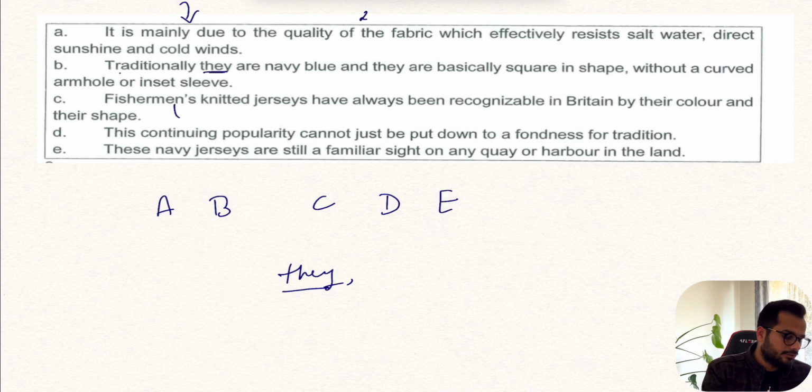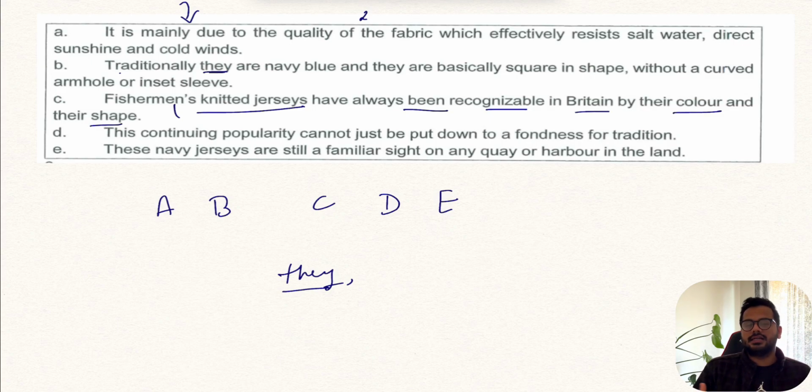Next one: fishermen's knitted jerseys have always been recognizable in Britain by their color and their shape. This does sound like a first sentence to me, because they are introducing fishermen's knitted jerseys for the very first time. They haven't mentioned a year or a date, but there are no pronouns, there's no explanation. This is something new for the very first time. So I'll keep this one as an option.